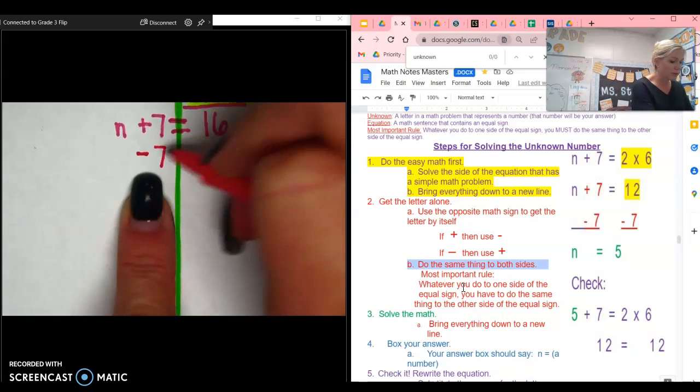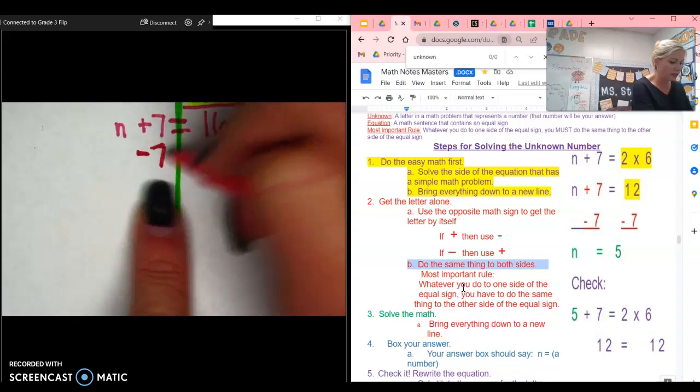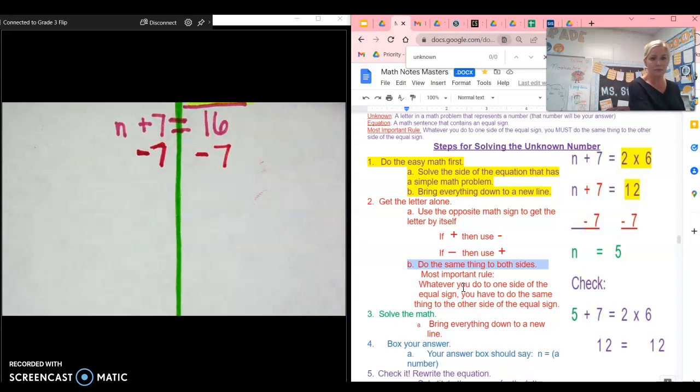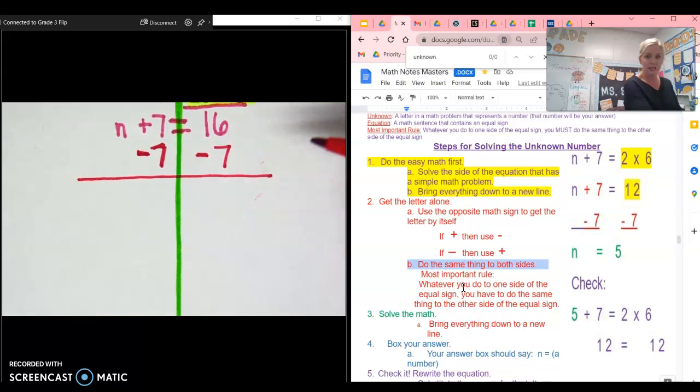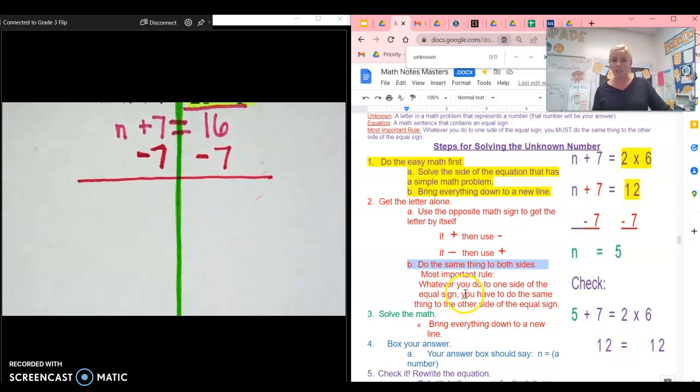Now, do not change the math sign. I used a -7. Over here, I do the exact same thing. -7 on the left, -7 on the right, exactly the same thing. And now I'm going to draw a line underneath this, and we're going to talk about what to do next.